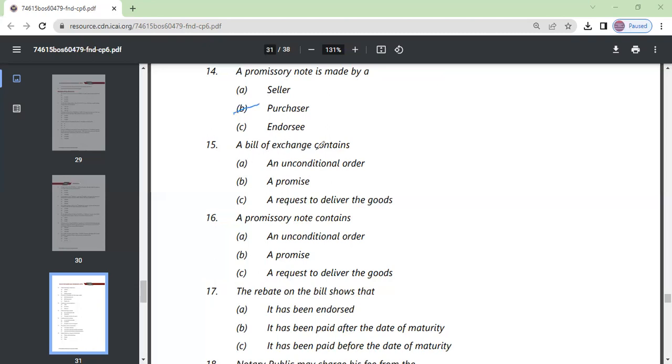Now, bills of exchange. What is the definition? As per the Negotiable Instruments Act 1881, it is an unconditional order signed by the maker. It includes ordering a certain person to pay a certain sum of money to a person or any person, the bearer. Question 16, a promissory note contains what? A promise to pay. Option B, a promise to pay. Okay.